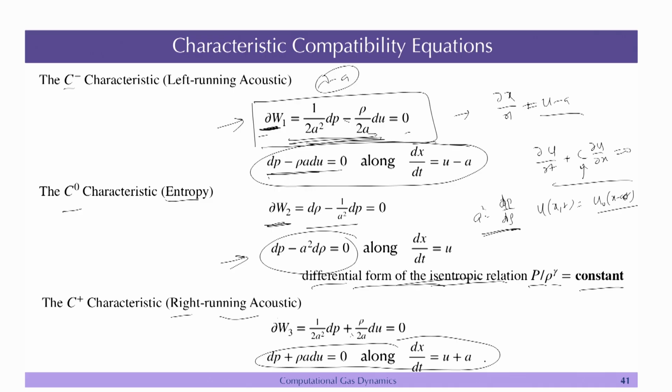So, now the crux of today's lecture is that we have got 3 waves, u minus a, u and u plus a, and for each wave we have a characteristic compatibility equation. One is dp minus rho a du equal to 0, another is the entropy equation, which can also be written ds equal to 0, the entropy cannot change, and isentropic relation, and the third one is basically the right running acoustic.